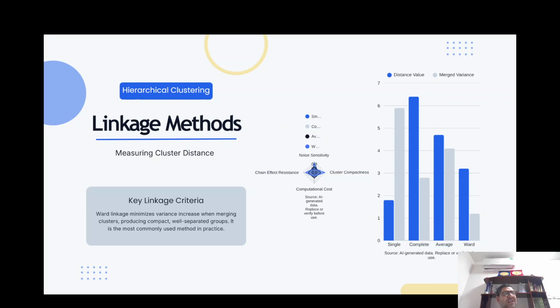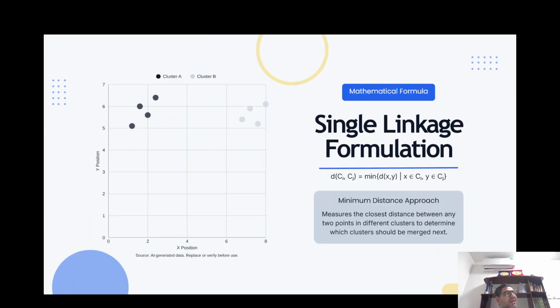When we are talking about linkage and clustering, there is a problem that variance might increase when merging, and Ward's method minimizes that variance increase. That is a problem which can be there, and this is minimizing that. Then you have, for example, the single linkage formulation. There is in fact a mathematical formula for that as well. We'll be discussing this probably in the second part of this particular episode.